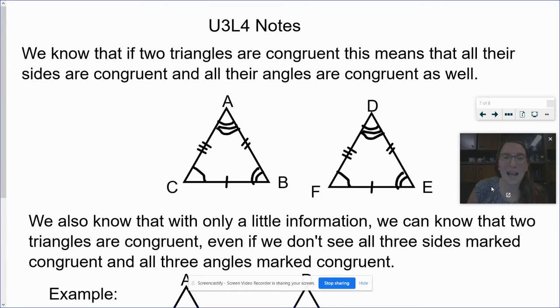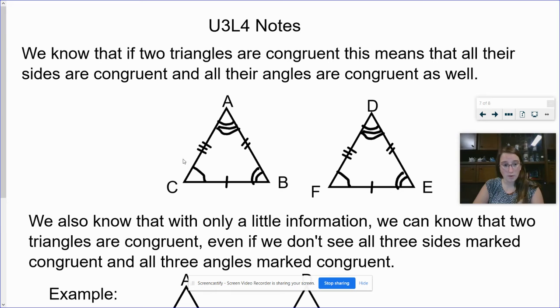Okay, so this is our last lesson, and all we're doing is adding on one more new term. Let's break down what we've learned so far. We know that if two triangles are congruent, all their sides are congruent as well. Each side in each triangle has a corresponding congruent side. This side corresponds to this one, those are the same, and so forth. All of their angles are congruent too, and they correspond to each other. So we know if two triangles are congruent, this is true.